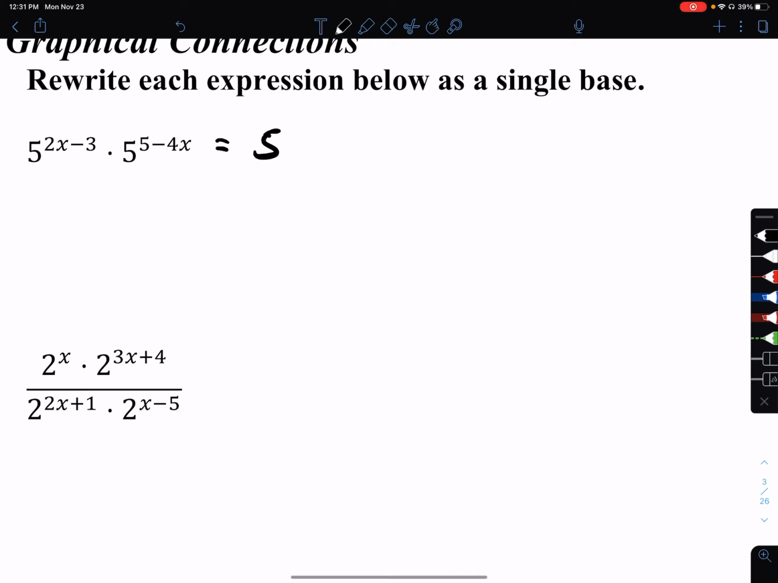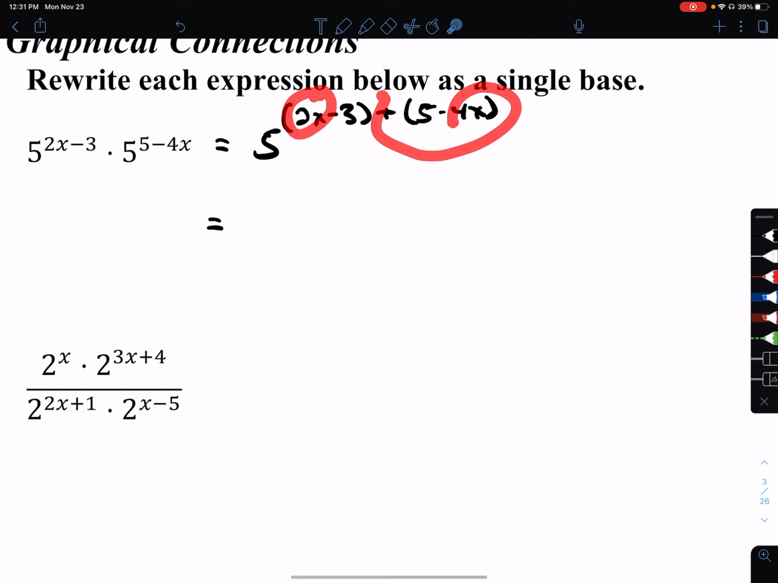So we write the base one time. We take the first exponent and we add it to the second exponent. We're allowed to do this anytime we are multiplying with the same base. 2x plus a negative 4x is a negative 2x. A minus 3 plus a 5 is a plus 2.